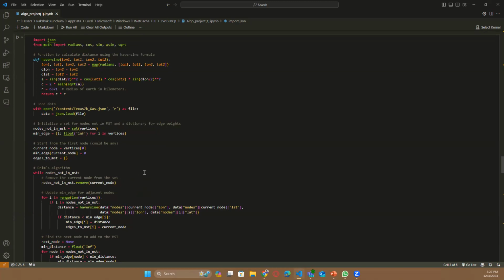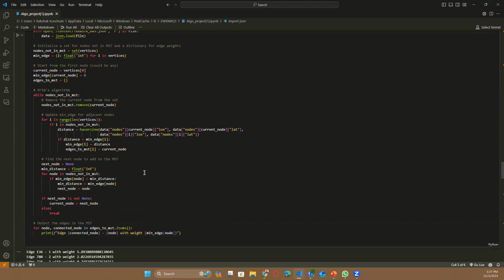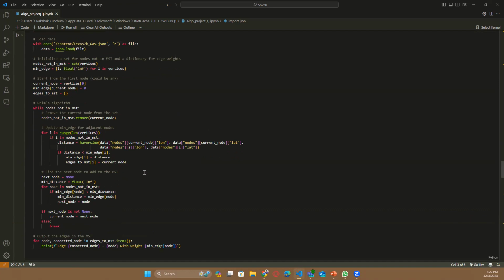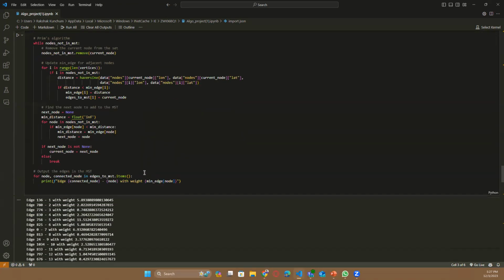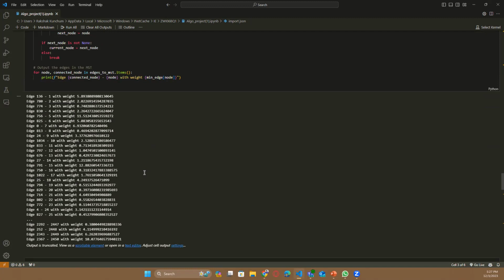Here we have implemented Prim's algorithm. We calculate the distance between nodes using the Haversine formula, again same like Kruskal. Prim's algorithm begins with an arbitrary start node, progressively building the spanning tree by adding the nearest unconnected node to the tree at each step. So at every iteration, the algorithm updates the minimum distance to connect each node outside the tree and selects the edge with the smallest weight to add it to the MST. And the output of the algorithm provides us with a set of connections, each represented as an edge between two nodes, along with the calculated weight, which corresponds to the distance.